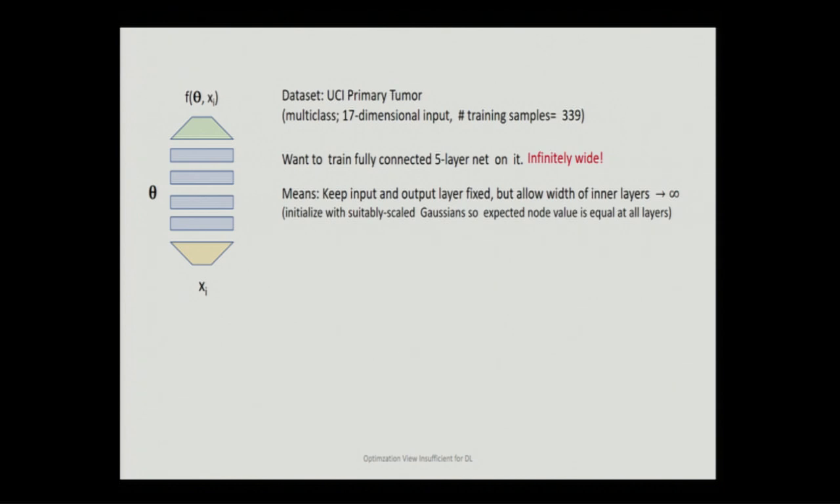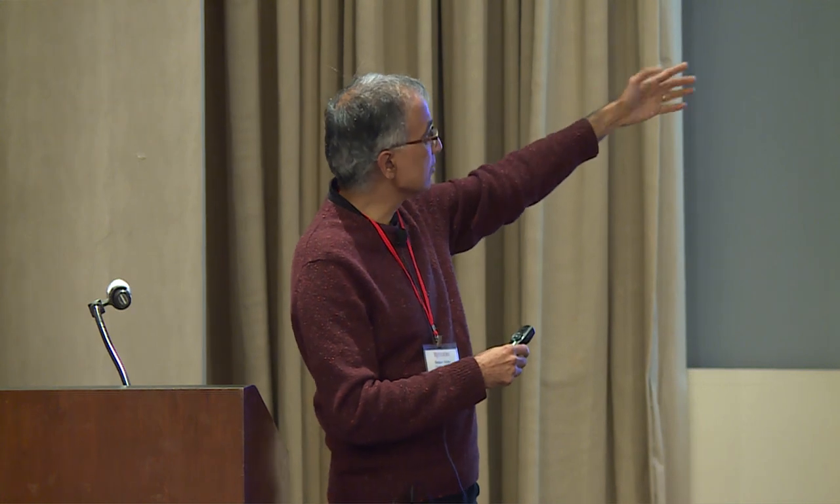OK, so that's what we're doing. Now, as I mentioned, you initialize the network randomly during training. So we're going to initialize it with Gaussian, which is the standard initialization. But it has to be scaled suitably so that this limiting process makes sense as you go to infinity.